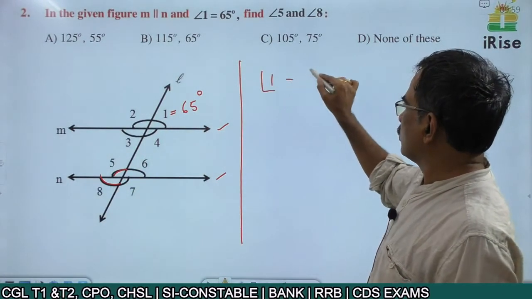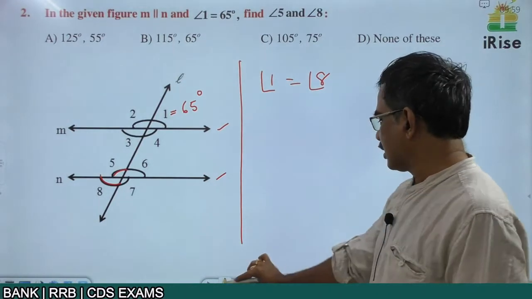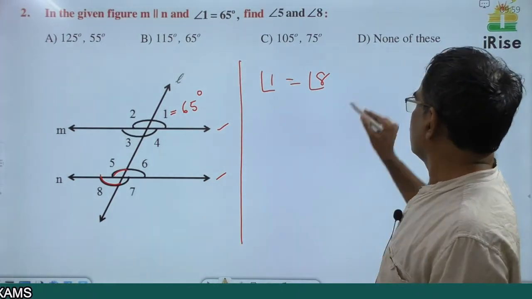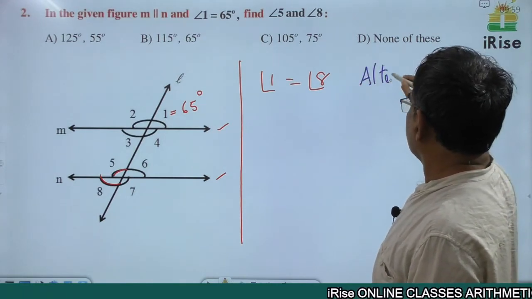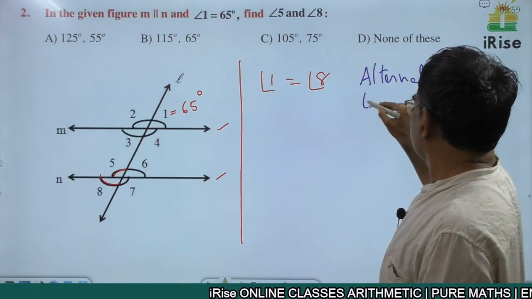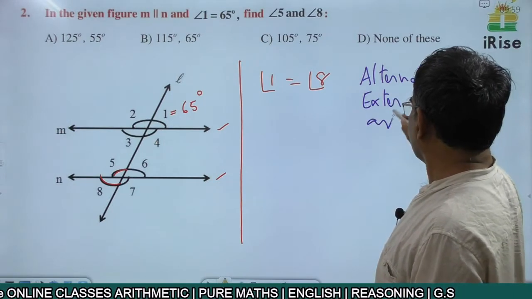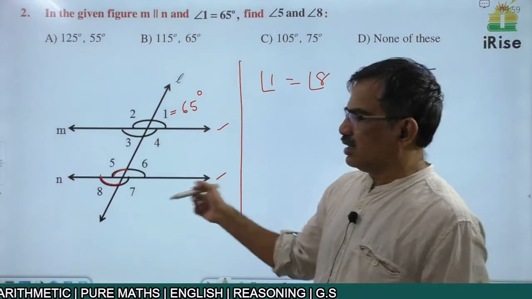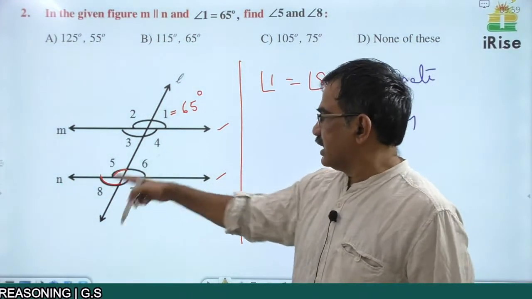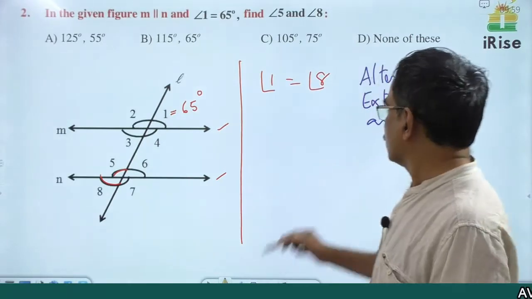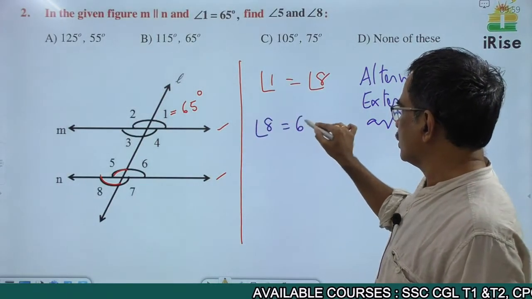Angle 1 is equal to angle 8 because they are called alternate exterior angles. If parallel lines are intersected by a transversal, alternate exterior angles are equal. So therefore angle 1 is 65, therefore angle 8 is also 65 degrees.